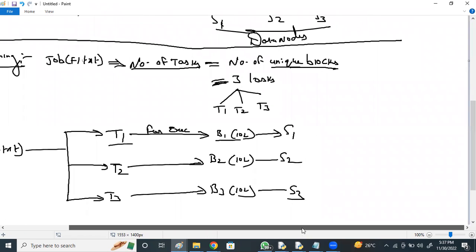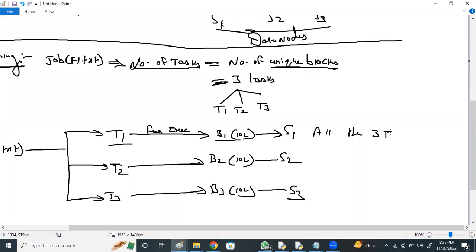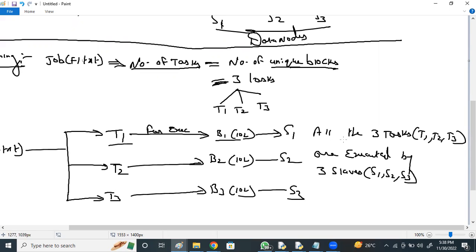So all the 3 tasks, T1, T2, T3, are executed by the 3 slaves S1, S2, S3 parallelly, right?